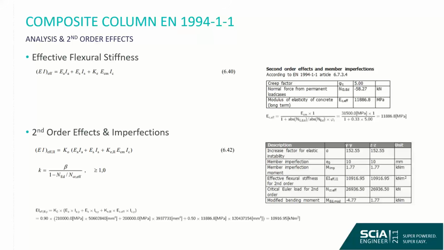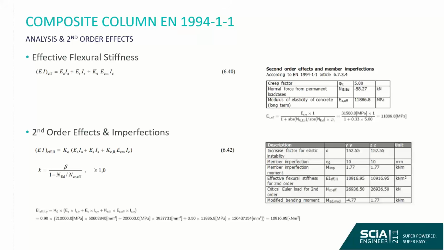So if you go to the deformation results menu, this will be accounting for the creep effects already in the deformations of your entire structure. So this is a good thing to know, but if you want to know how we obtained this specific value, you will find it in the output of the composite column design.